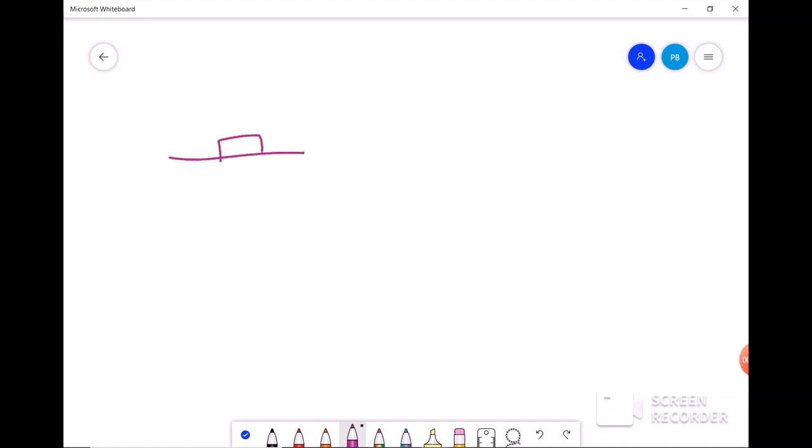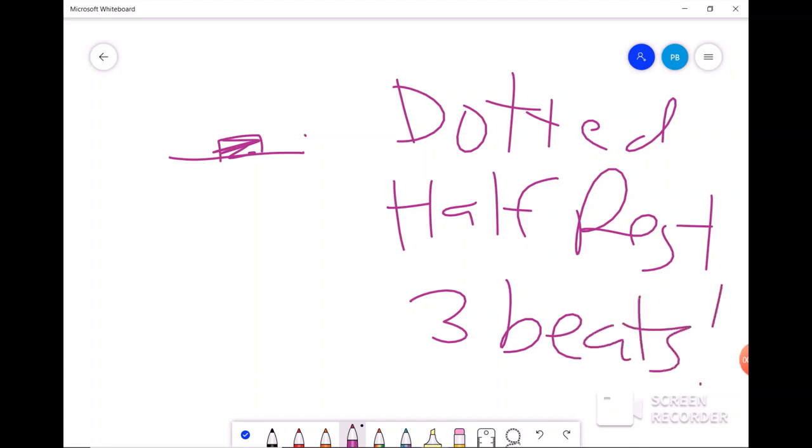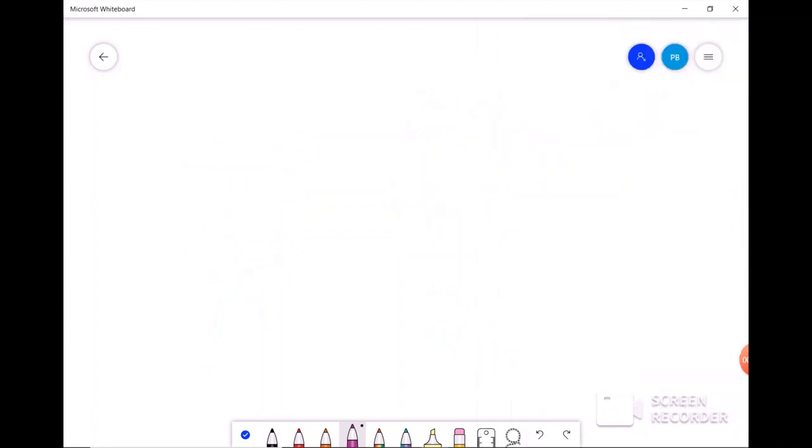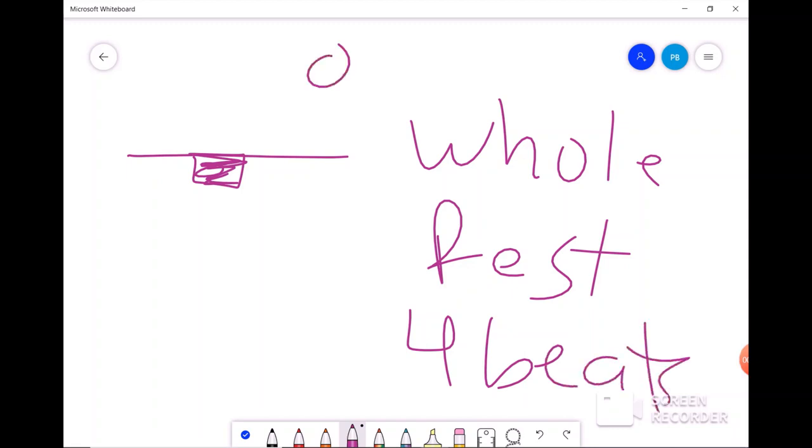Next, let's do a dotted half rest. Do you remember how many beats a dotted half rest gets? 3 beats. And again, it looks like a hat with a dot. The next rest hangs down from the line, and we're going to call that a whole rest. Do you remember how many beats a whole rest gets? 4 beats. And remember the story about the guy walking along and he falls into the whole rest.